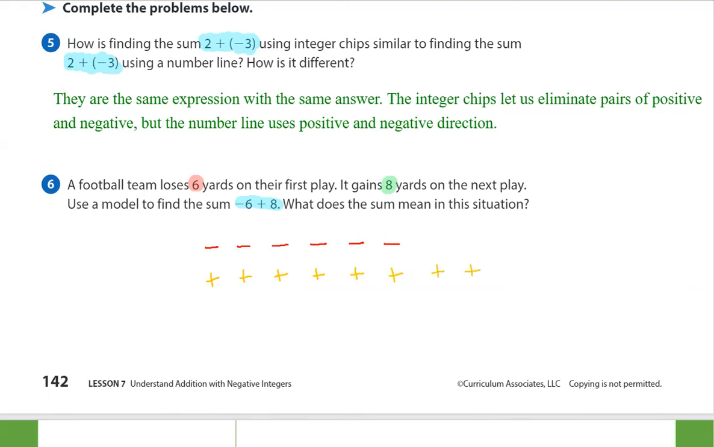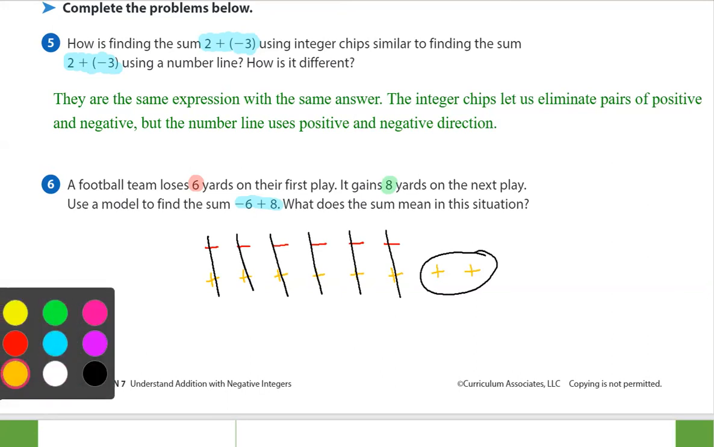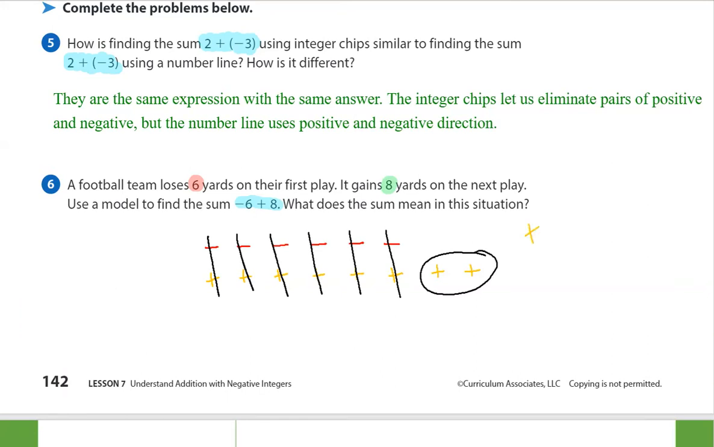Now they said to circle the 0 pairs. I like to cross them out because I'm getting rid of them. A negative and a positive is nothing. A negative and a positive is nothing. What is left over? Positive 2. What does the sum mean in this situation? They gained 2 yards. Because we're still talking about football.